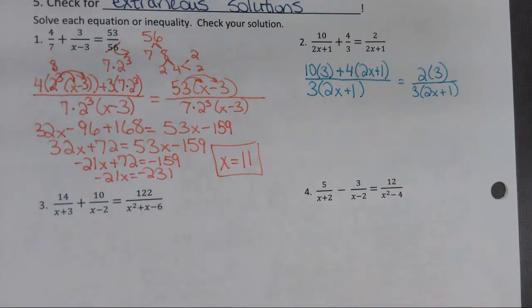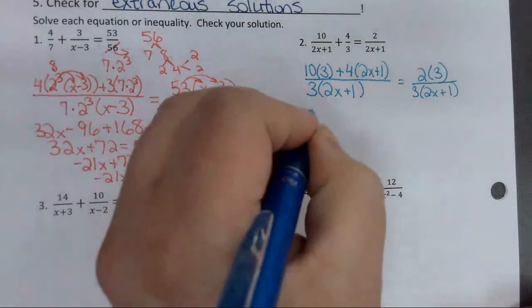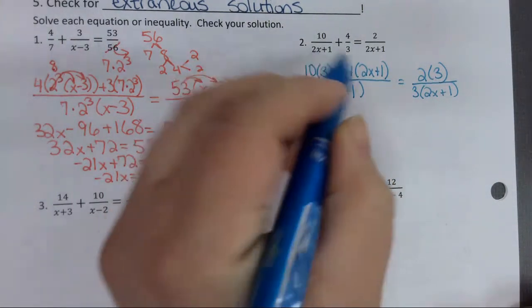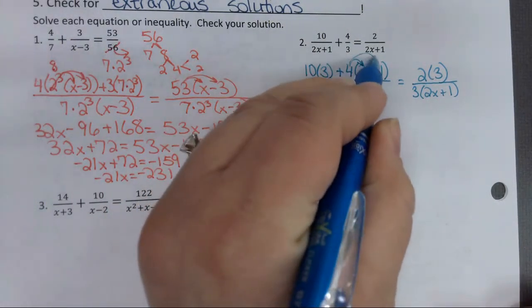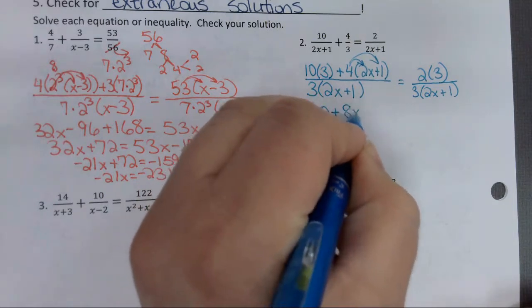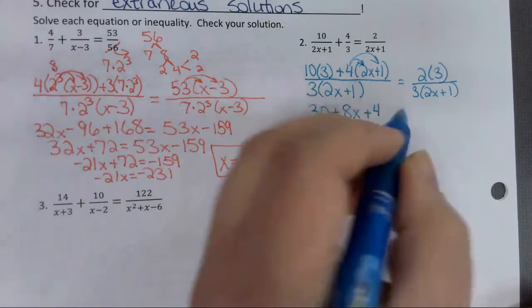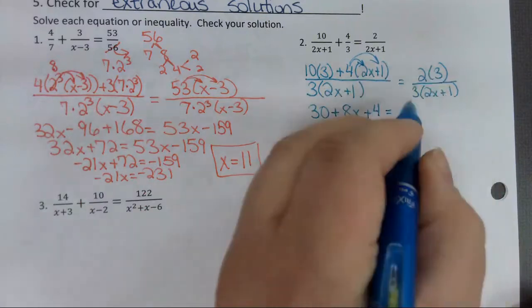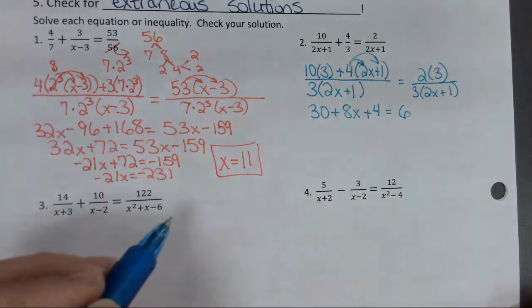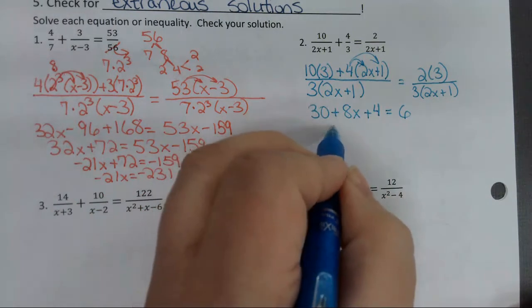So once the denominators are now the same, we can focus on the numerators. 10 times 3 gives me 30. And the 4 will need to be distributed. 4 times 2 gives me 8x, and 4 times 1 gives me 4. 2 times 3 gives me 6. Time to combine like terms.